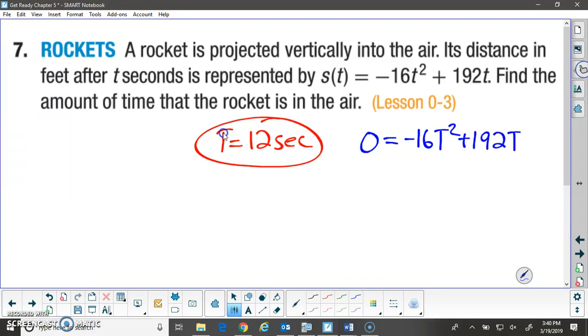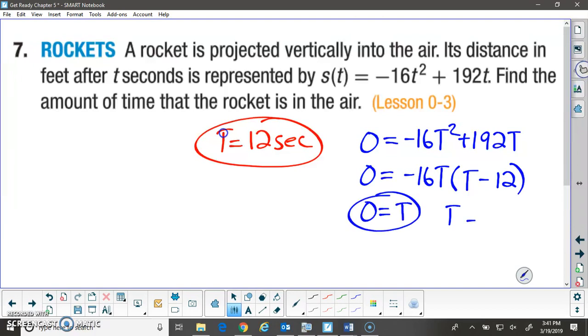We could have factored a 16 out. Let's factor a negative 16 out. Negative 16t out, that leaves us with t minus 12. Setting both of these equal to 0, you can see that we're going to get t equals 0, and we're going to get t equals 12 seconds. So there's the algebraic solution.